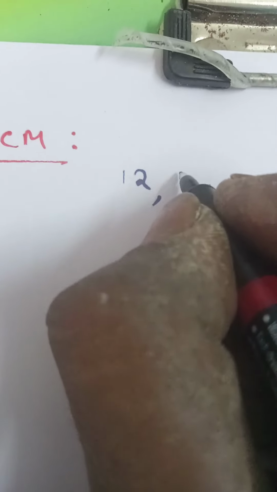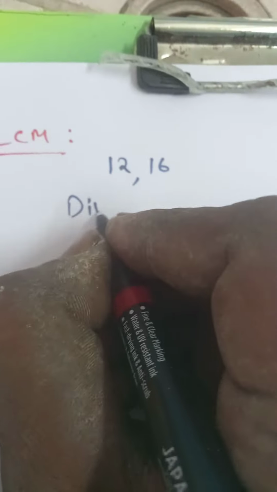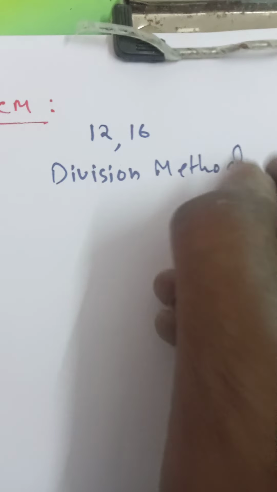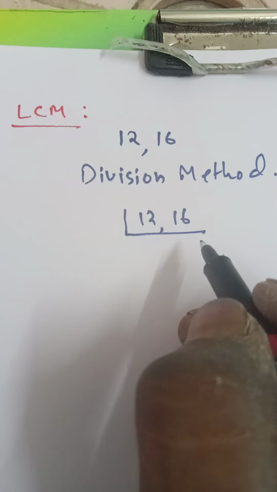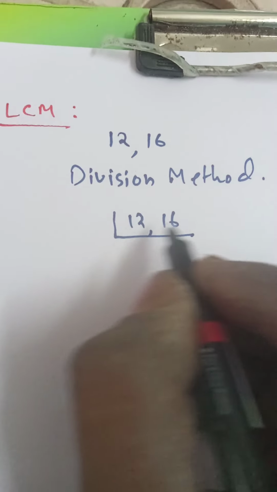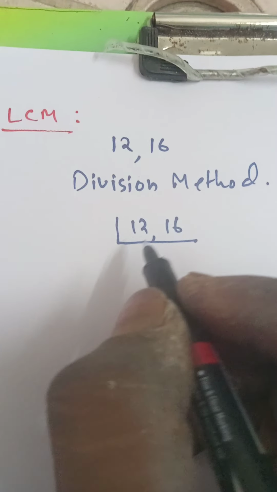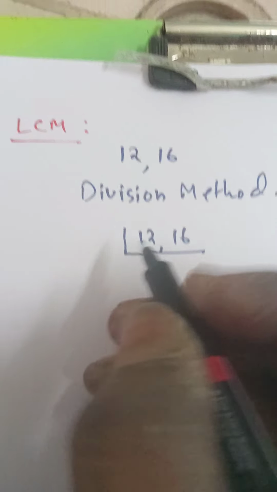I want to find the LCM of 12 and 16. So these are the numbers given to us. You know very well the division method. In the division method, first we will write both of them. We will try to divide both the numbers by the highest common factor. What is the highest common factor of both of them? 4 it is. But most probably if you have more than two numbers, please don't divide by the highest common factor. Better to divide by the prime numbers only.